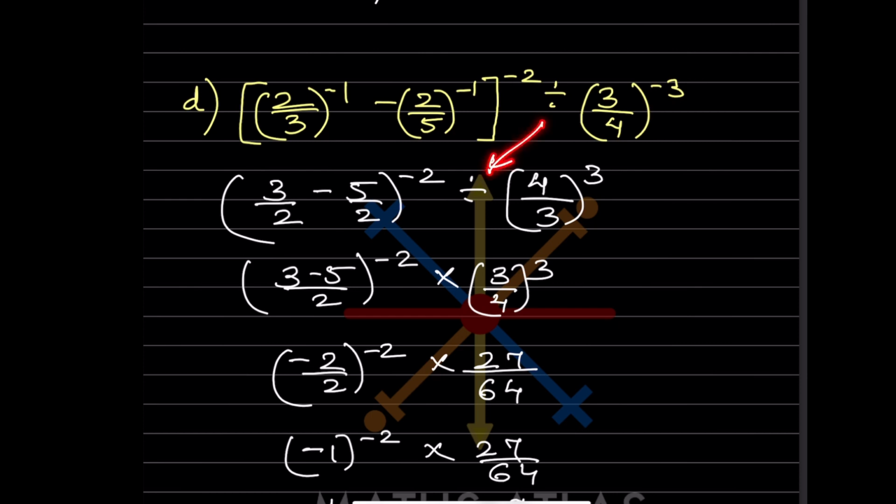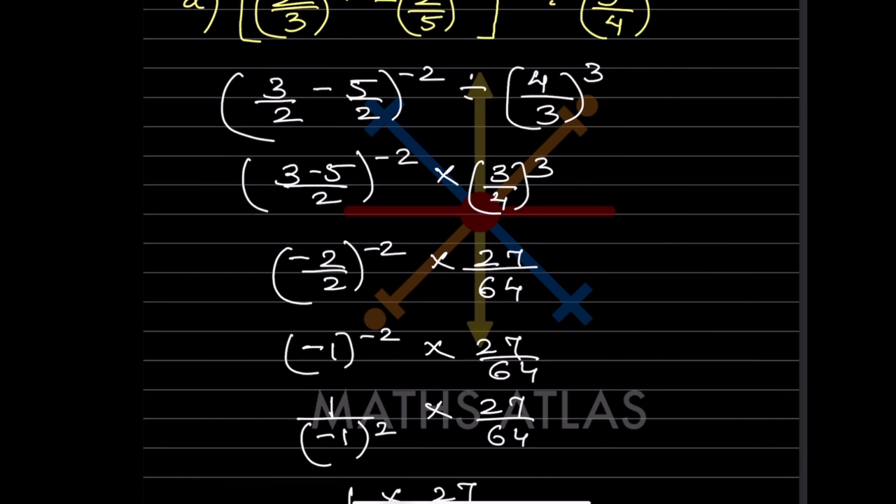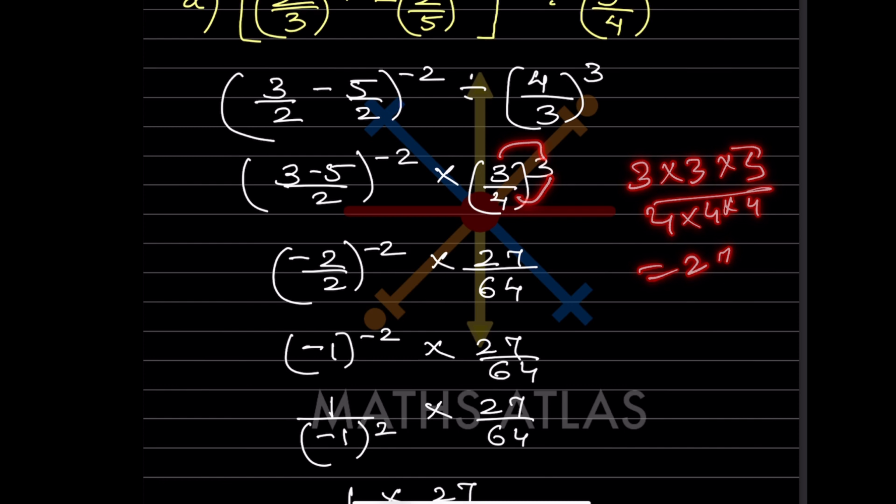The division sign, let us keep the same first. So now we can see the denominator is the same. So what we can do, we can just put this together. That will be 3 minus 5 raised to 2 minus 2. So now here we want this division, because we have to make it to multiplication. So this is going to get flipped over. That is going to be 3 by 4 raised to 3. So now this will be minus 2 divided by 2 raised to minus 2. And this will be 3 raised to 3 and 4 raised to 3, means 3 into 3 into 3 divided by 4 into 4 into 4. So that is going to be 27 by 64. That is here.